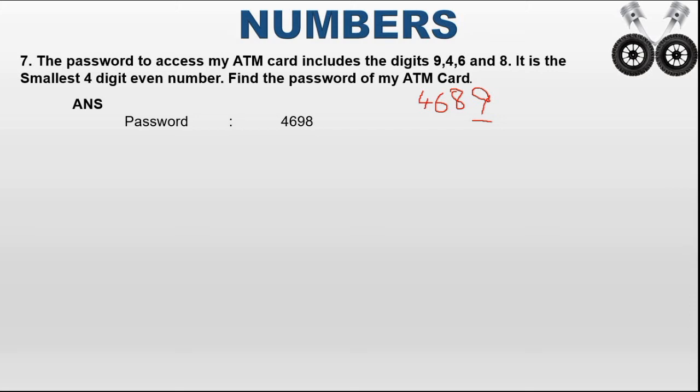What is the condition for even numbers? The last digit should be 0, 2, 4, 6, 8. But here I am having 9 as the last digit, so it is not even. So I have to make another number. By interchanging the last two digits, I can frame 4, 6, interchanging 8 and 9, so it will become 9 and 8. So now what is the ones position? It is 8. 8 is an even number. So this number will become an even number. So, what is the password now?